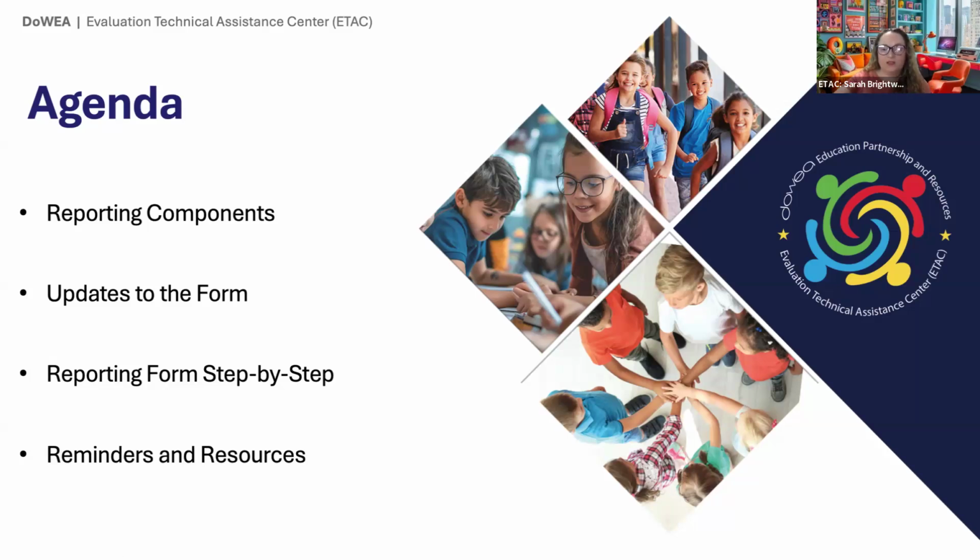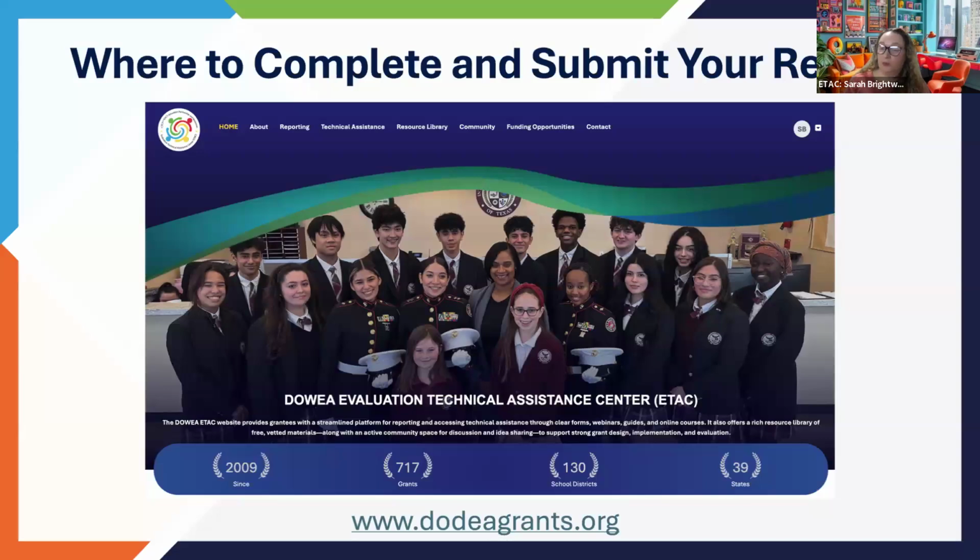The most important thing to start with is, where in the world do I do my reporting? Which is right in the DOEA ETAC system. So if you go to dodeagrants.org, hopefully all of you already have accounts for that. You'll be able to log in and do your reporting there. If you or someone on your team still needs an account for that, no problem. You can go to the website and request an account, and we turn those around at minimum within 24 hours, but typically much more quickly.